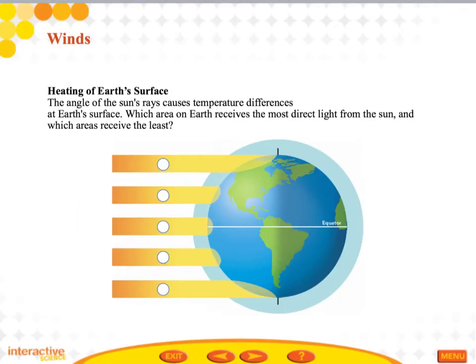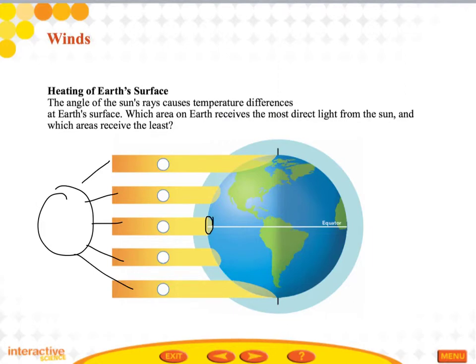Back to global winds. The first thing we're going to do is we're going to look at this. Now imagine that the sun is out here and it's shining down into these regions. Now, which part of it is going to get the most intense amount of the sun's rays? That's going to be right here in the center, because this is where the rays are going to be shooting straight down from directly overhead, and it's going to be very intense in those areas.